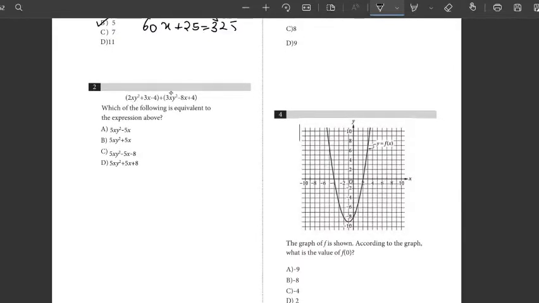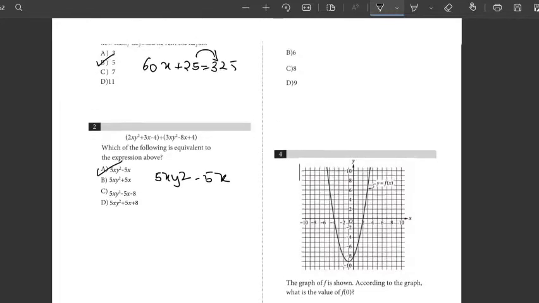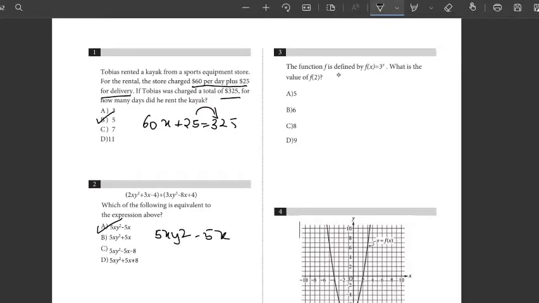Is equivalent to the expression above. Okay, 2xy square plus 3xy square is 5xy square, plus 3x minus 8x minus 5x, minus 4 plus 4 is 0. So 5x square minus 5x, which is A. 2 is A. The function is defined by f of x is equal to 3 raised to x, the value of f of 2. So when x is equal to 2, f of x would be 3 square, which is 9. So 3 is D.